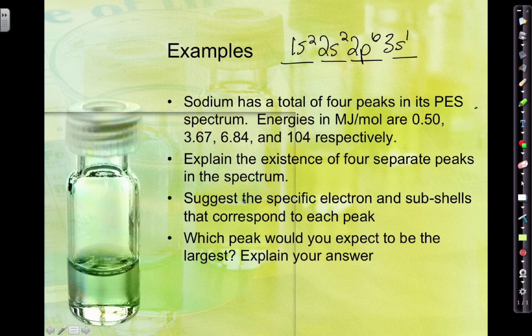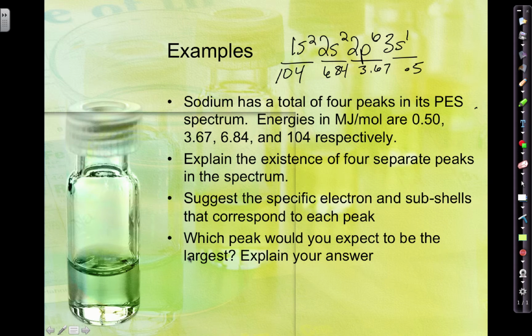Then it says suggest the specific electron and subshells that correspond to each peak. Okay, well, I know that 1s2 is closer to the nucleus, so that's going to require the most amount of energy to remove those electrons because they're more attracted. So the highest amount of energy would be 104. Then the next highest would be 6.84. Then it would be 3.67, and then 0.5.